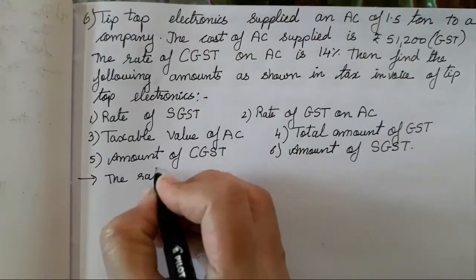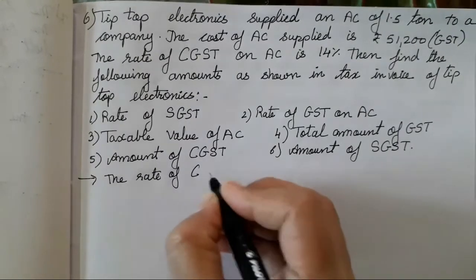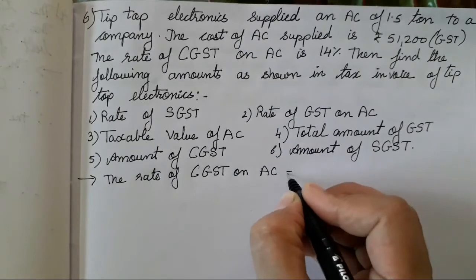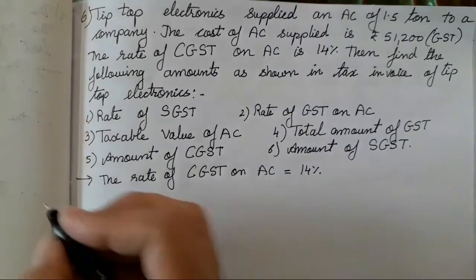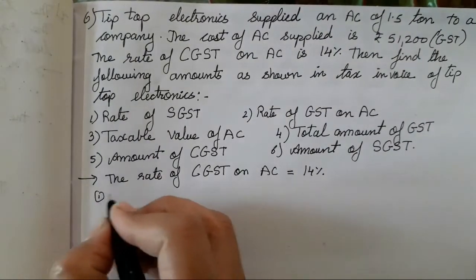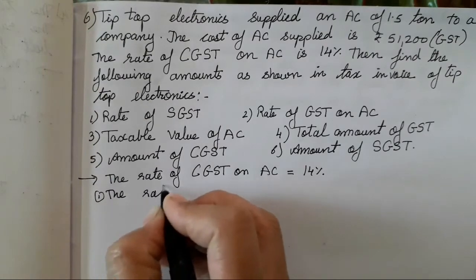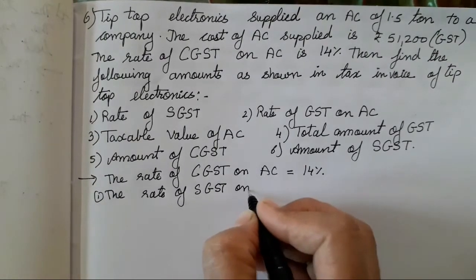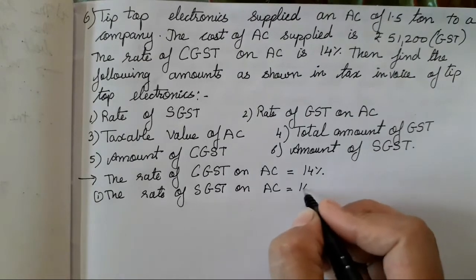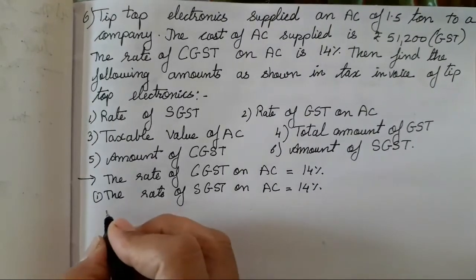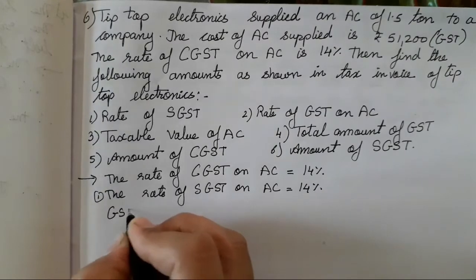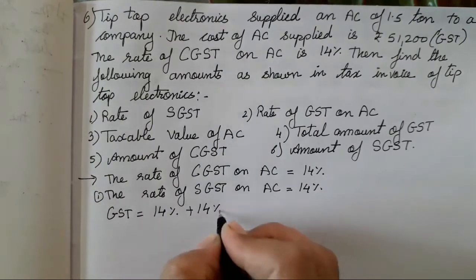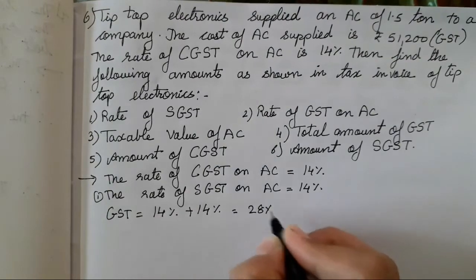The rate of CGST on AC is 14%. Okay, so first, the rate of SGST on AC is also going to be 14%. So GST is going to be 14% plus 14%, which is supposed to be 28%, isn't it?